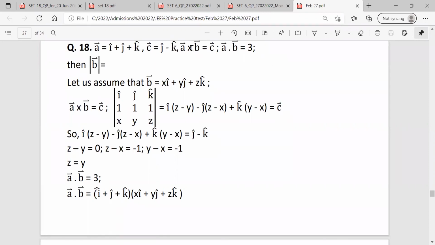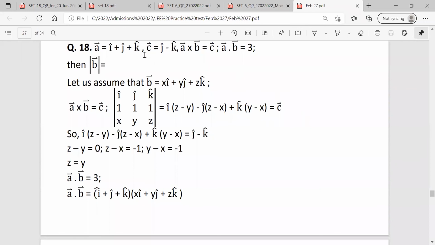The first one is A cross B equal to C. How can I write A cross B? I have A, which is given in the question, that is i plus j plus k, and I have assumed B as x i plus y j plus z k. So I can easily find A cross B using the determinant with i, j, k, then 1, 1, 1 for A, and x, y, z for B. Solving this, I'll have the equation as i cap into (z minus y) minus j cap into (z minus x) plus k cap into (y minus x) equal to C.